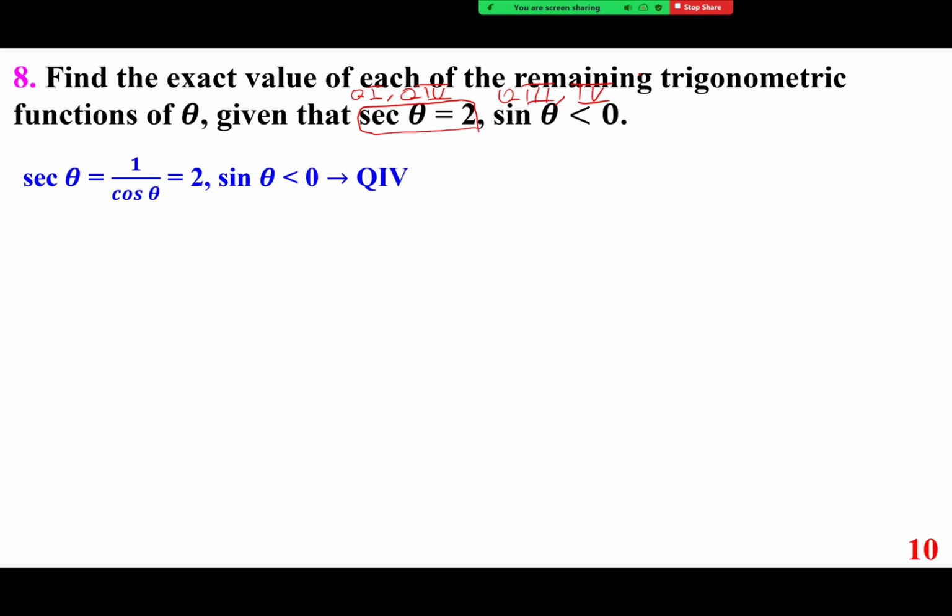Secant is 1 over cosine, is positive. Sine is negative, and that's what we get. Quadrant 4. And needless to say, that means cosine must be 1/2, the reciprocal, right? So we use identities. Sine squared plus cosine squared is 1.